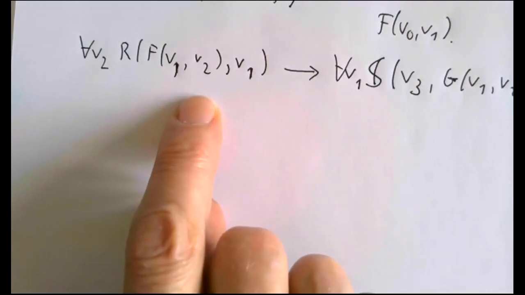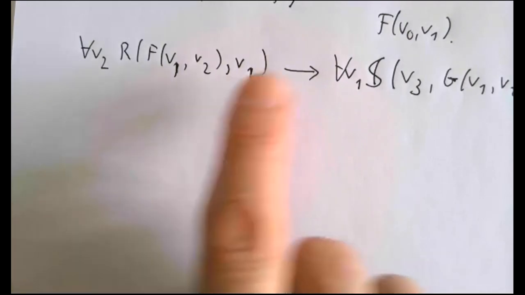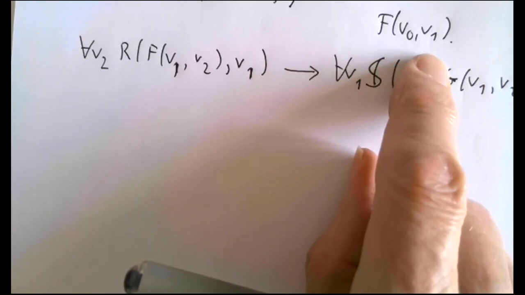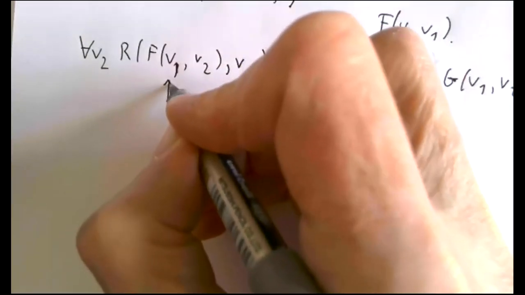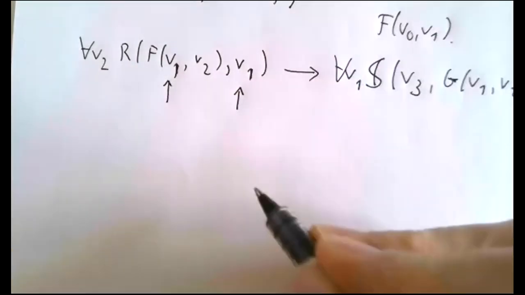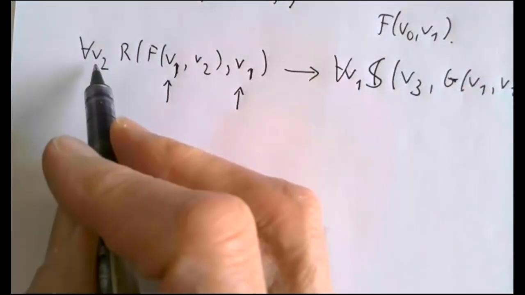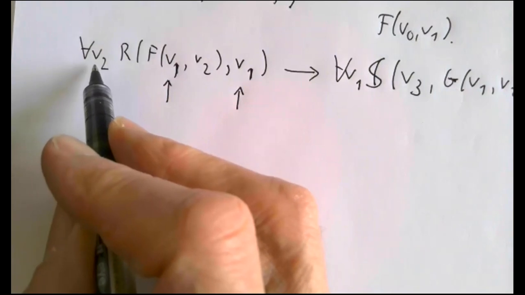Over here, it's unproblematic, because this has only got v0 and v1 as free variables. So I can substitute that in here and in here. And there's no clash because this is a for all v2 at the front, and there's no v2 in here.